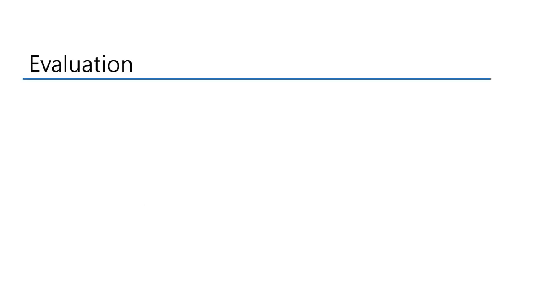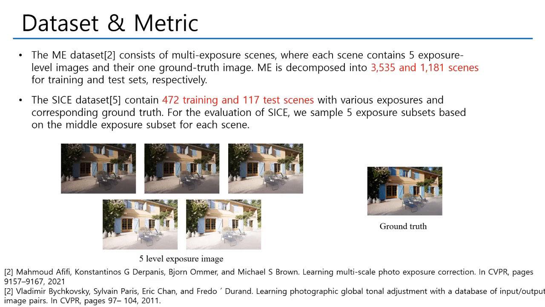We perform extensive experiments to evaluate LACT compared with previous methods. For evaluation of the proposed multi-exposure image correction network, we use two representative multi-exposure datasets, ME and SICE. The ME dataset consists of multi-exposure scenes, where each scene contains 5 exposure-level images and 1 ground truth image. ME is decomposed into 3,535 and 1,181 scenes for training and test sets, respectively. We use the training scenes for training the proposed network and the test scenes for evaluation.